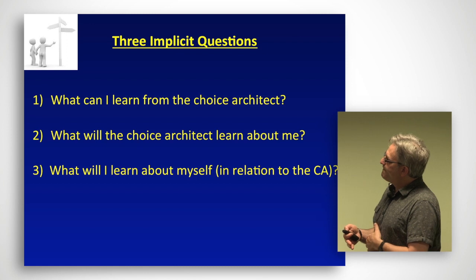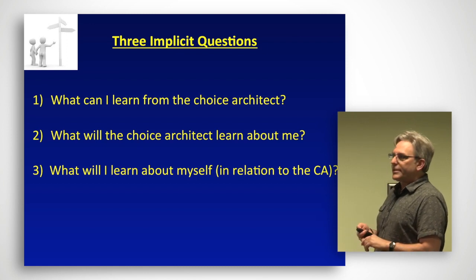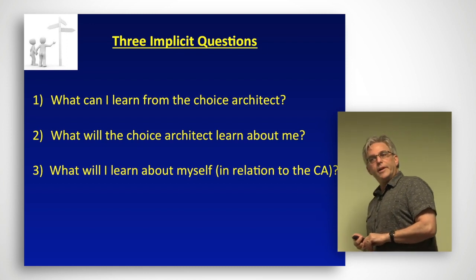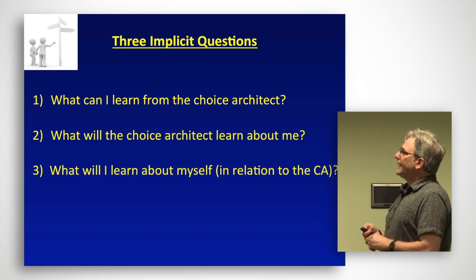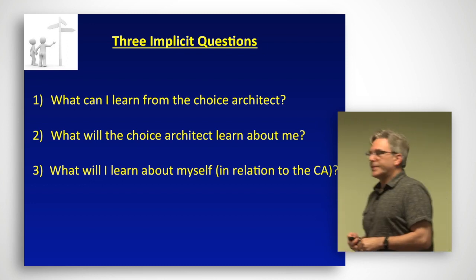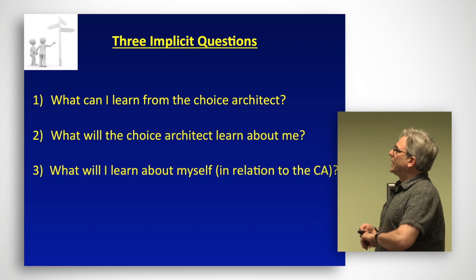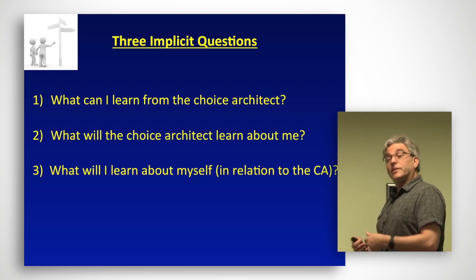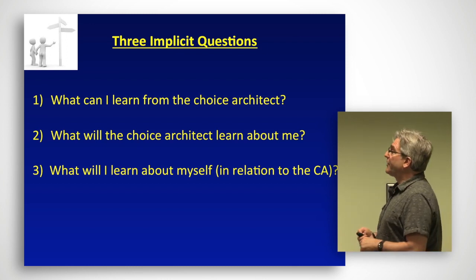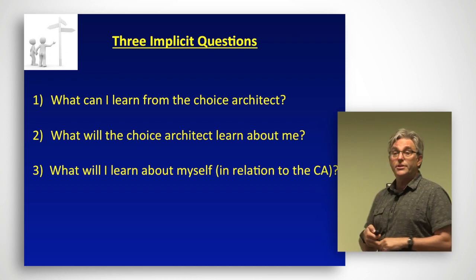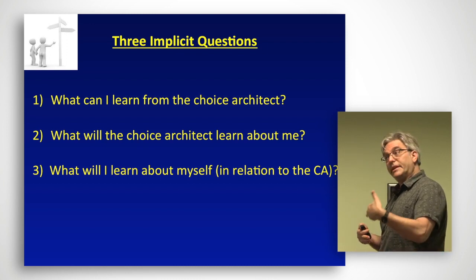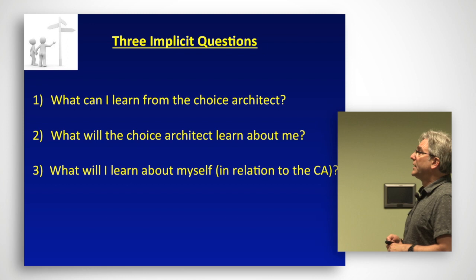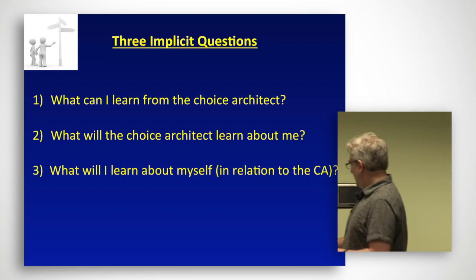So there are three implicit questions under the 2.0 framework that are going on here. One is, what can I learn from the choice architect if I'm a target? Two, what will the choice architect learn about me? And three, what will I learn about myself in relation to the choice architect? Let me unpack these a little and give some examples to explain what I mean.